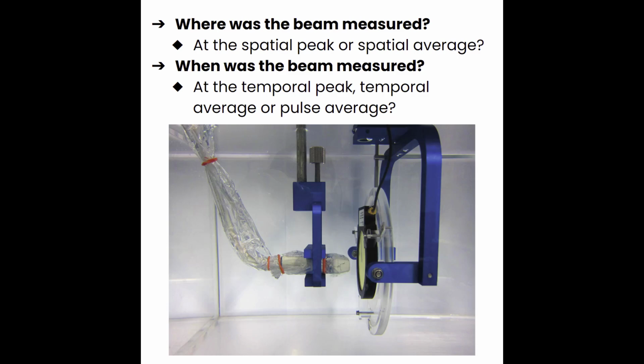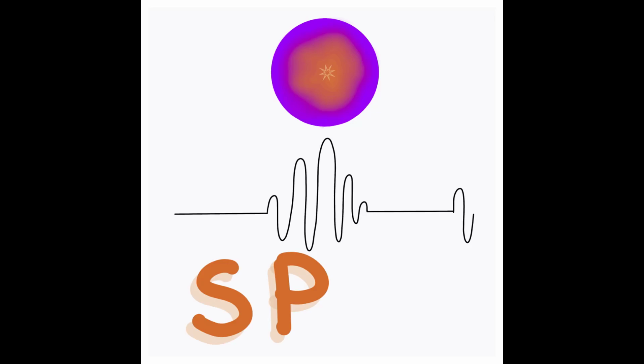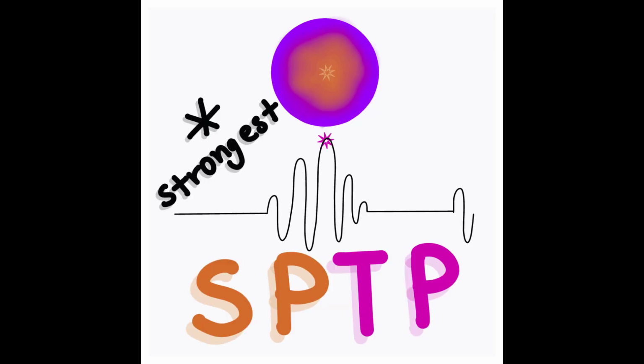So SP is spatial peak, SA is spatial average. Those are going to be combined with the temporal considerations. TP for temporal peak, TA for temporal average, and PA for pulse average. So when we add spatial peak and temporal peak, we get SPTP, which is the strongest intensity.